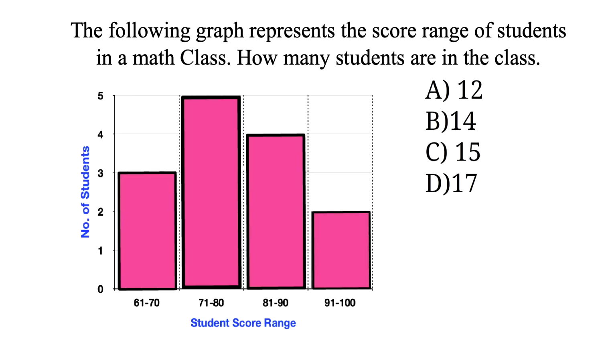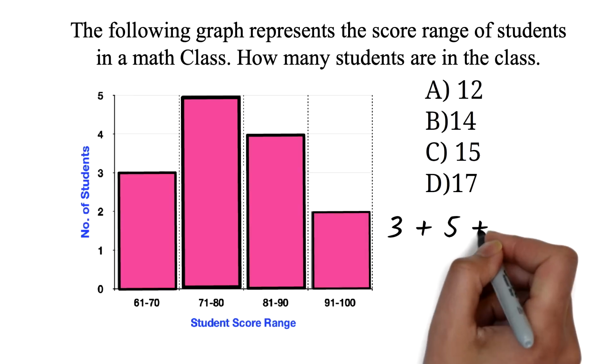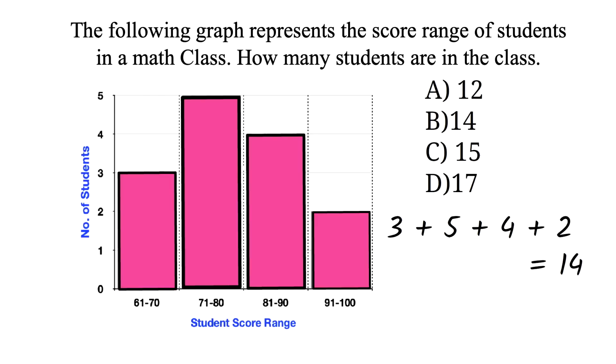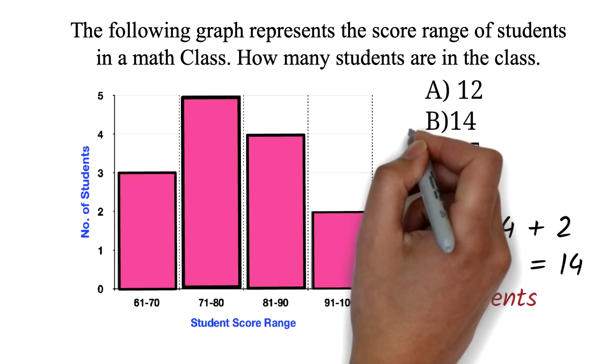We add these to get the number of students. 3 plus 5 plus 4 plus 2 equals 14. Therefore, there are 14 students in the class. So the correct answer is B.